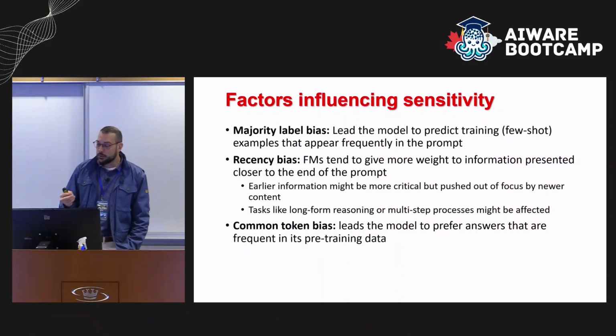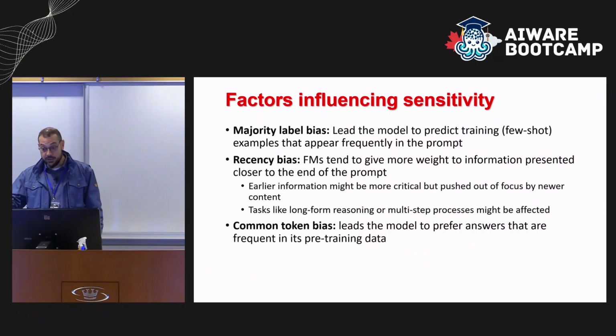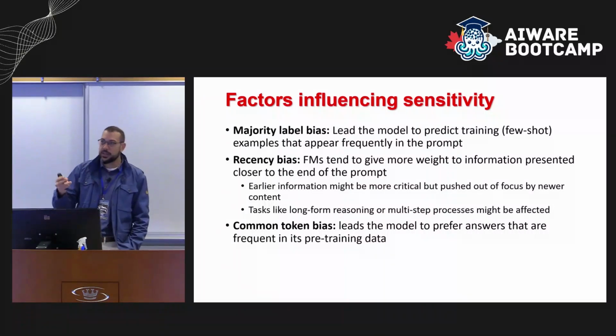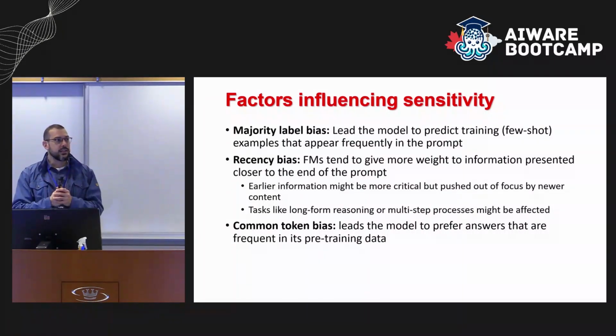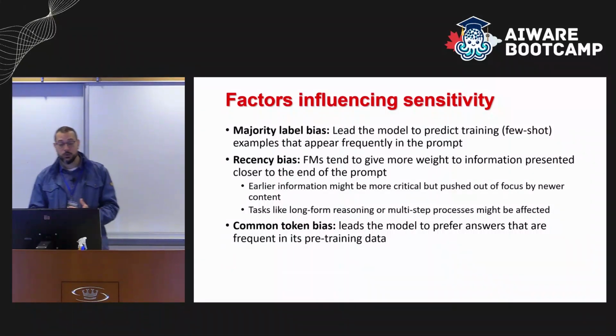So that leads the model to predict training when you're using a few short examples that appear more frequently in the prompt. So first thing, we need to balance those examples, right? If we want to somehow mitigate the sensitivity of the prompt.